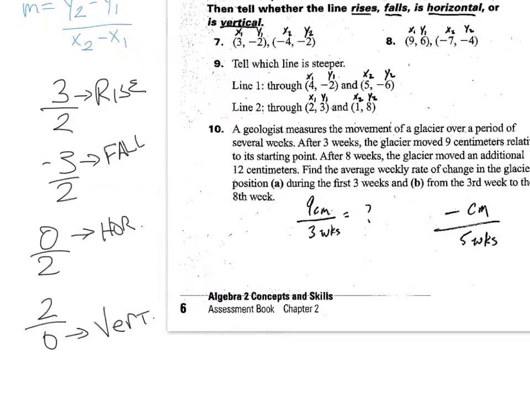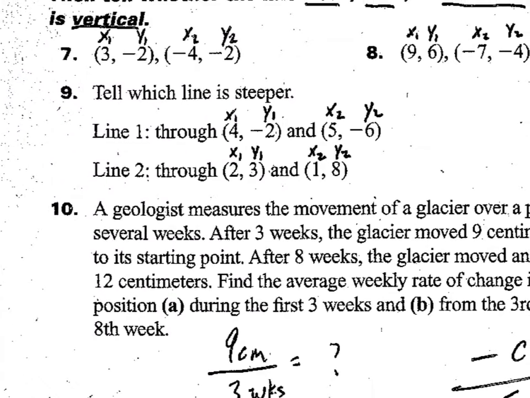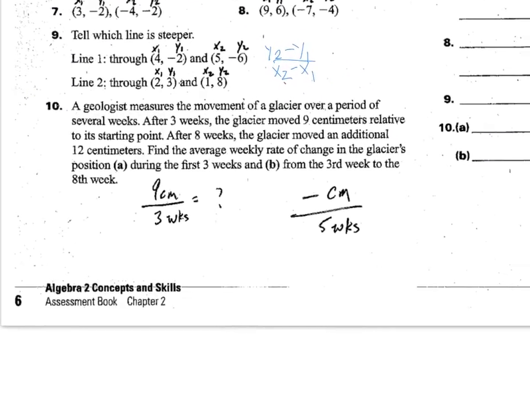On number 9, you've got to figure out which line is steeper. So who is steeper, line 1 or line 2? Find the slope for each one using, I'll write it over here again, y2 minus y1 over x2 minus x1. So find your slope. And remember, a lot of times, whoever has the smaller bottom number is probably going to be steeper. Moving on to the last one, number 10, a little word problem here.